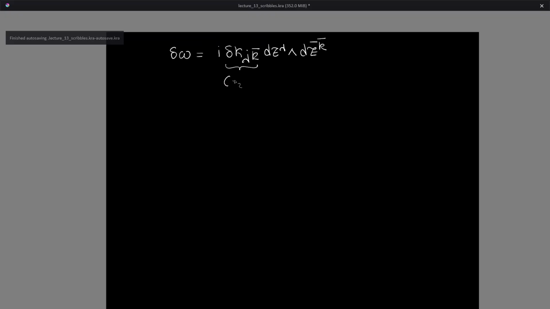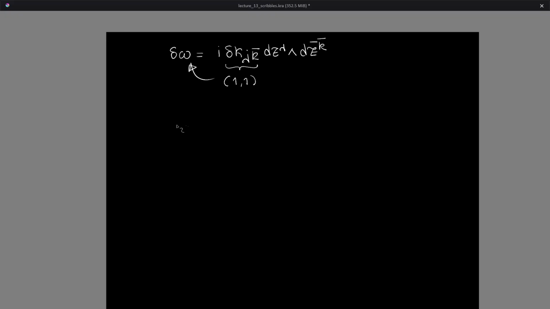What that tells us is that, first of all, okay, so let me write it out. Delta omega is equal to i delta k j k bar dz j, oh sorry, dz j wedge dz bar k bar. So now that we have this established, we know that this must be a 1-1 form, and this is the only part that is allowed to affect omega.